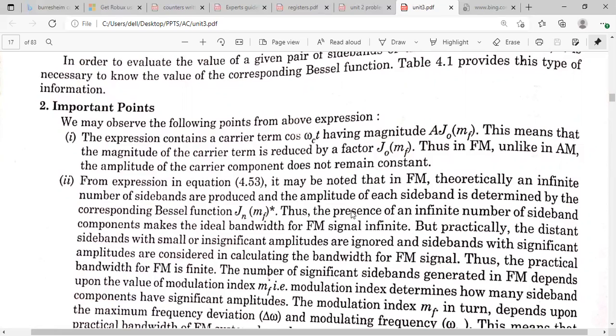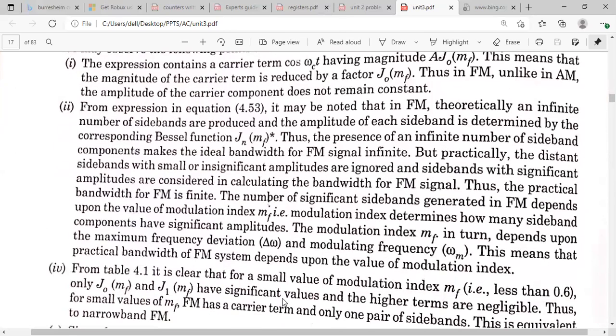Okay, and theoretically for wideband FM, we have an infinite number of sidebands, but practically the number of sidebands will depend on the modulation index. So depending on this value, you will get the number of sidebands. Any sidebands and the sidebands' amplitudes depend on the modulation index. And we know that this modulation index depends on the frequency deviation and the modulating frequency. From that formula, you can say that.